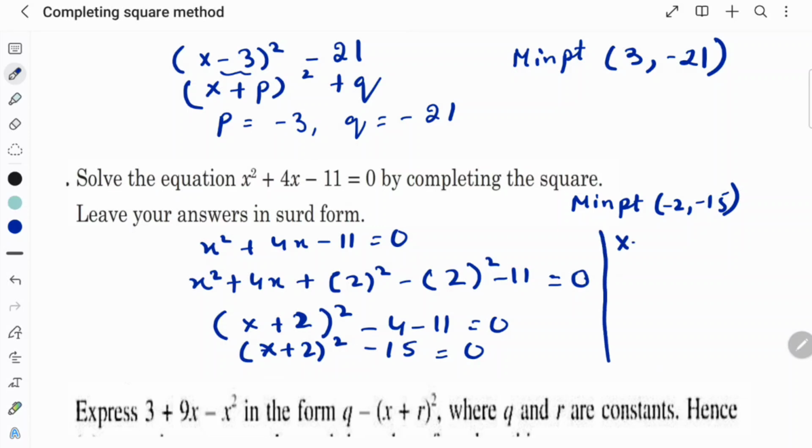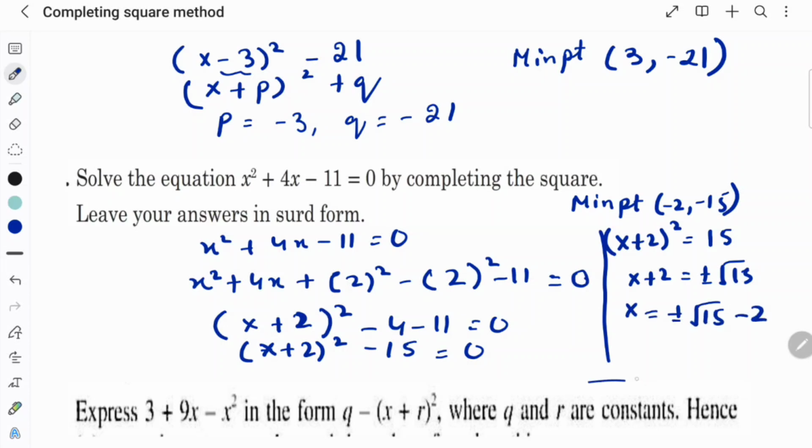We write down (x + 2)² = 15. We'll keep the constant number to the other side and then take the square root to solve it: ±√15. They're asking you to write in surd form because the calculator is not allowed and √15 is not a square number. So x = ±√15 − 2.